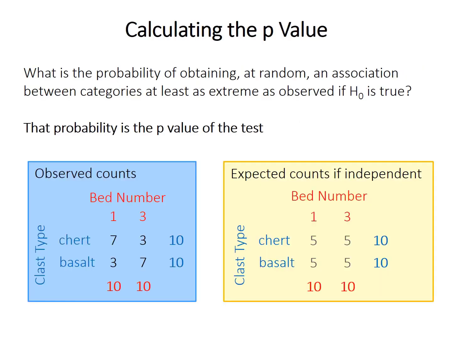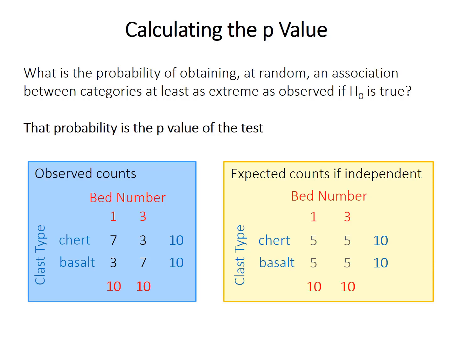So Fisher's exact test is, as the name indicates, an exact test. The p-value is calculated as the probability of obtaining an association between the categories at least as extreme as observed if the null hypothesis is true. Right, so the null hypothesis is of no association. You could also say it's that the counts are independent of the sample in which they come from. If that's the case, you would expect the counts to be equal in the two samples, right? If the abundance of chert or basalt is independent of the bed in which it occurs, it has to be the same in both of them.